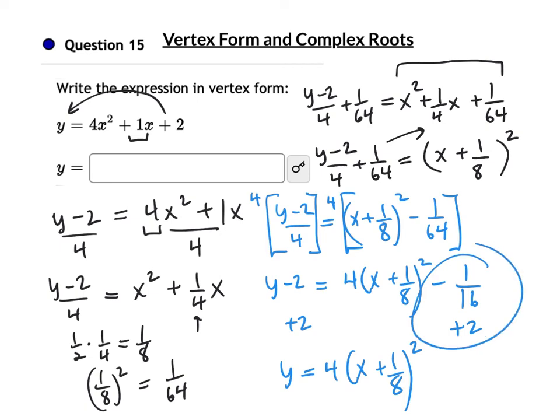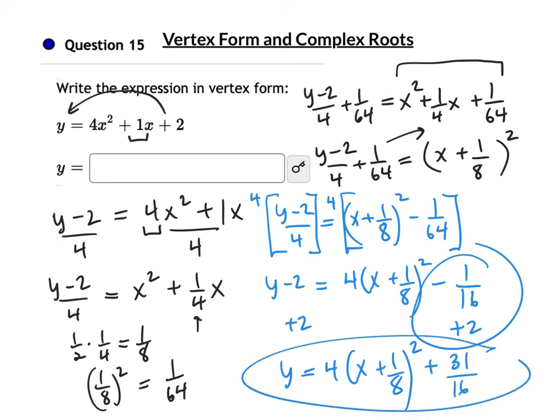Negative 1/16 plus 2 is 31/16. My suggestion is, so you don't spend a lot of time on that, just plug that in Desmos and hit the little round circle fraction next to it. It'll take that decimal you get and turn it into a fraction, and you'll have a nice simplified answer.